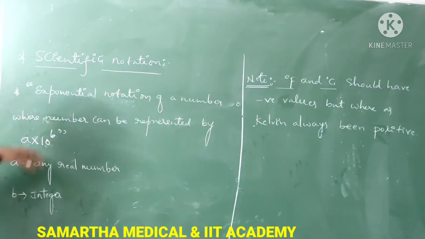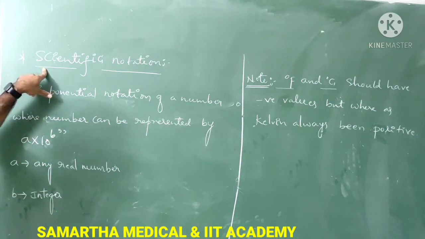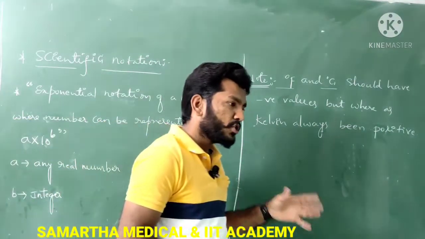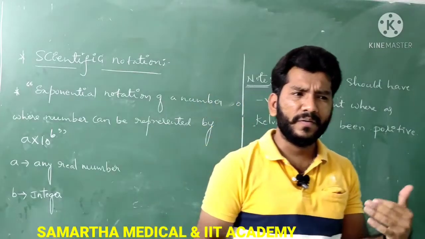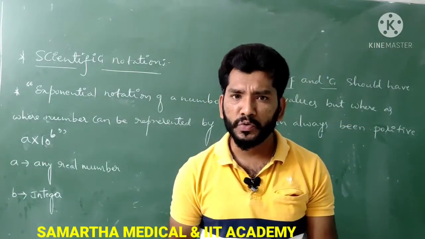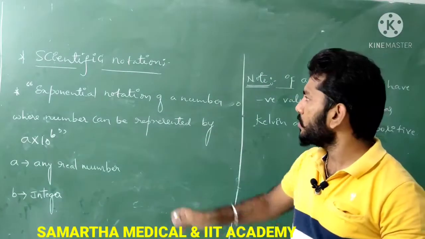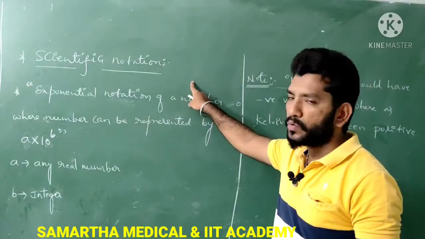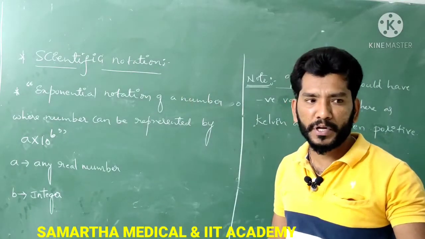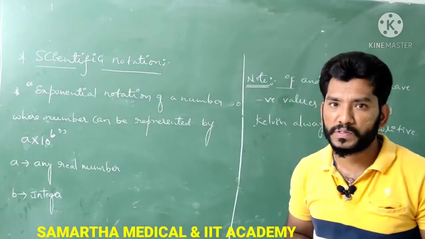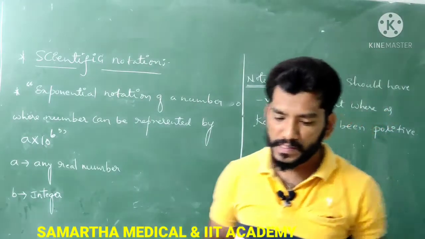Scientific notation can solve this problem: for numbers of large magnitude, we are not able to multiply, divide, add, or subtract. That's why we make use of scientific notation. With the help of scientific notation, we can do these mathematical operations with numbers of large magnitude. So this is the thing, right?